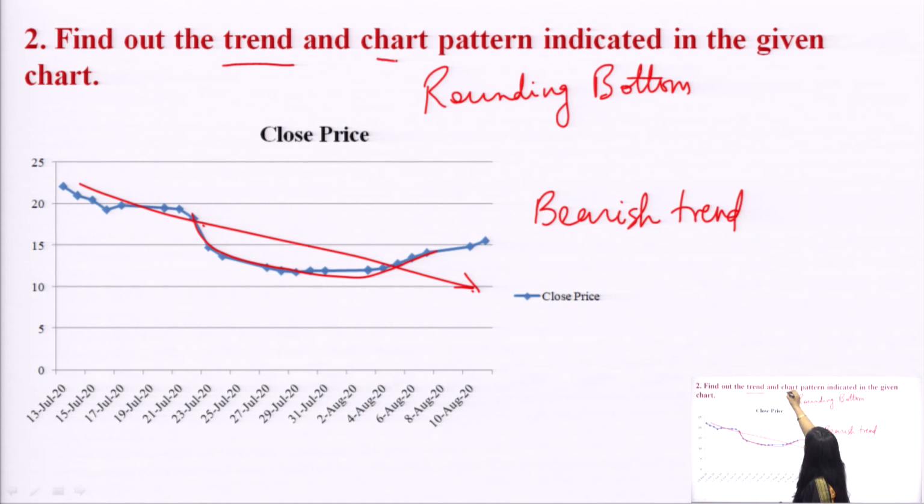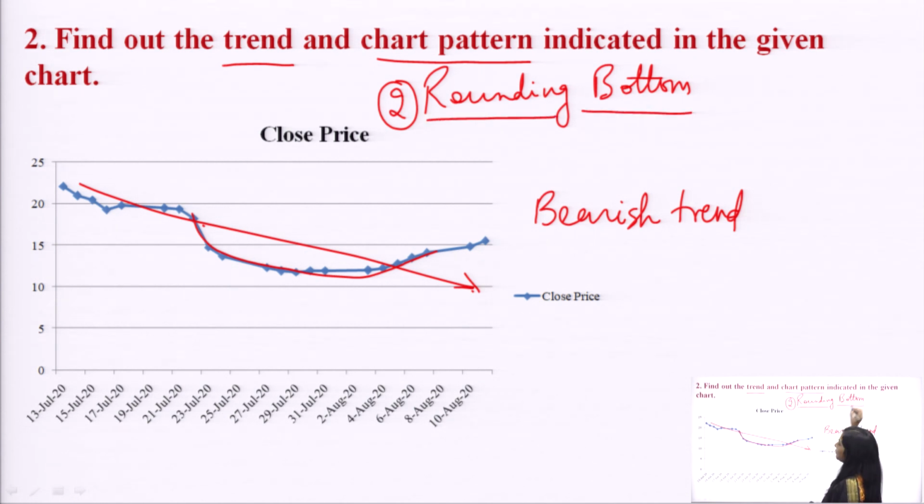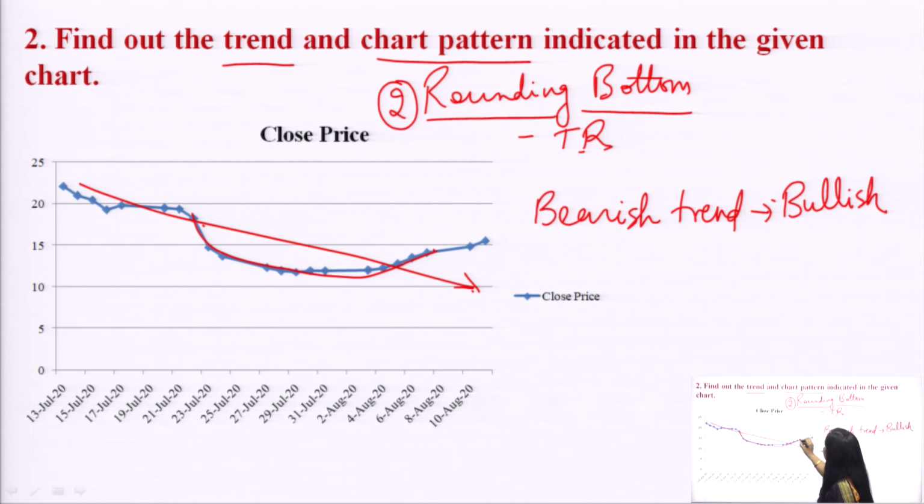The second part is the pattern. I have found a pattern which is called the rounding bottom formation. This pattern is indicating that there would be a trend reversal. It is indicating that the trend would reverse from bearish to bullish. It means I should buy this stock because in future the prices would be increasing. So, this is how the chart pattern can be used.